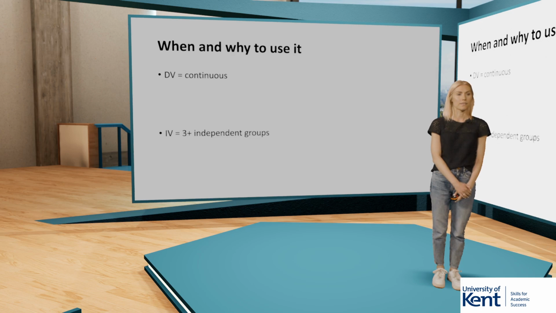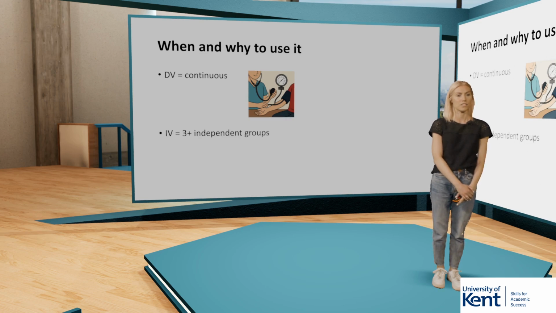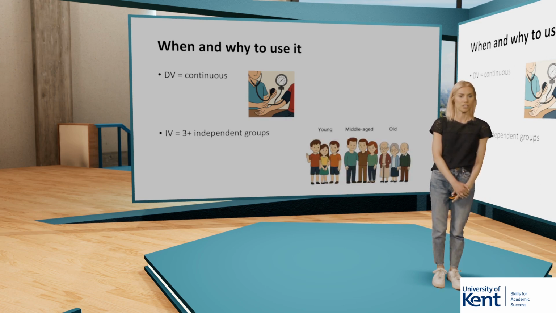We use one-way ANOVA when we want to test if the mean of a continuous variable differs across 3 or more independent groups. For example, we might test whether blood pressure differs between 3 different age groups: young, middle-aged, and old.